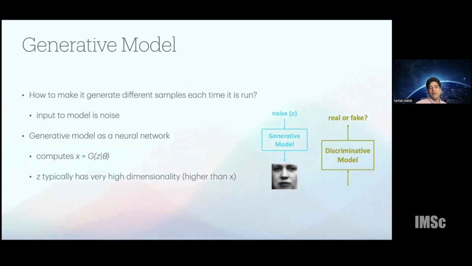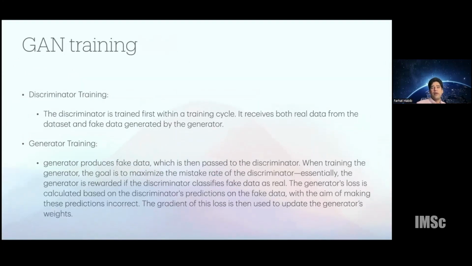Usually, the generative model is a neural network. It takes in some noise and it has its parameters, and the kind of noise given to it usually has a very high dimensionality. Essentially, then what you do is you take that output, let's say it's an image, you feed it to the discriminative model, and the discriminative model tries to figure out whether it is real or fake.